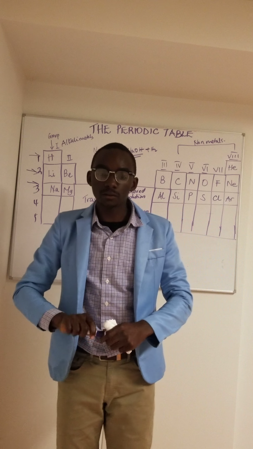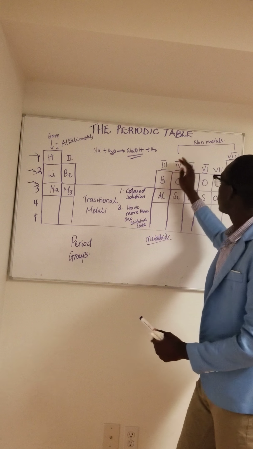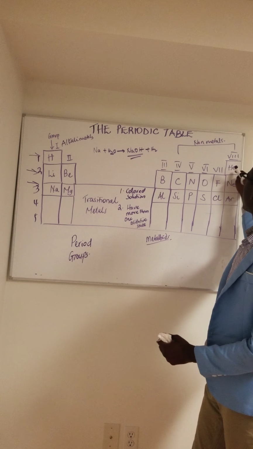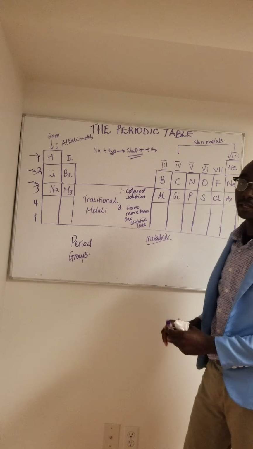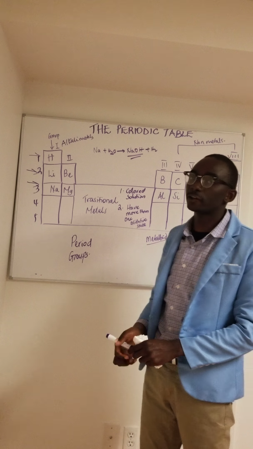And also we shall look at what happens during reactions. When these elements react, group 1, group 2 and group 3 elements react by losing electrons. So they are qualified to be metals, whereas elements from carbon up to group 8 are called non-metals because they react by gaining electrons.